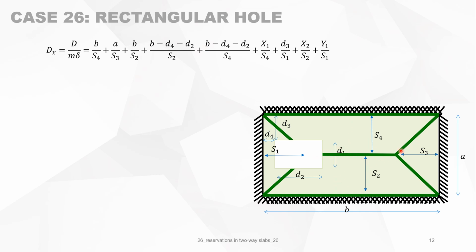And on the other side it's similar: B minus S4 minus S2 minus S3. But no, S3 is included because it's going from this to this, divided by S2. And then what is left are those yield lines, which is easy: x1 divided by s4, d3 divided by s1, x2 divided by s2, and y1 divided by s1.